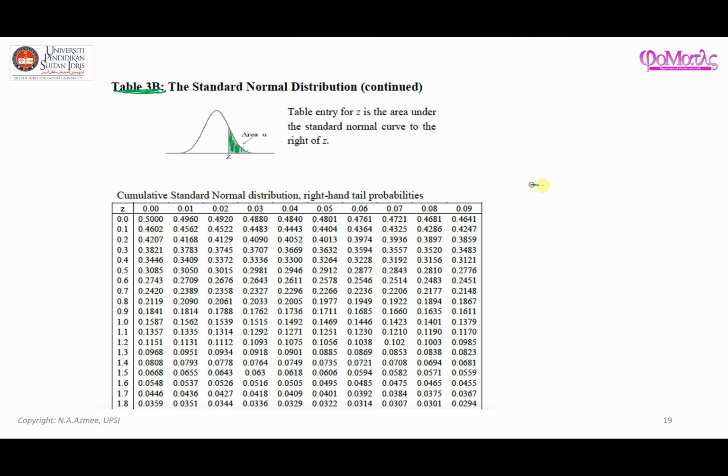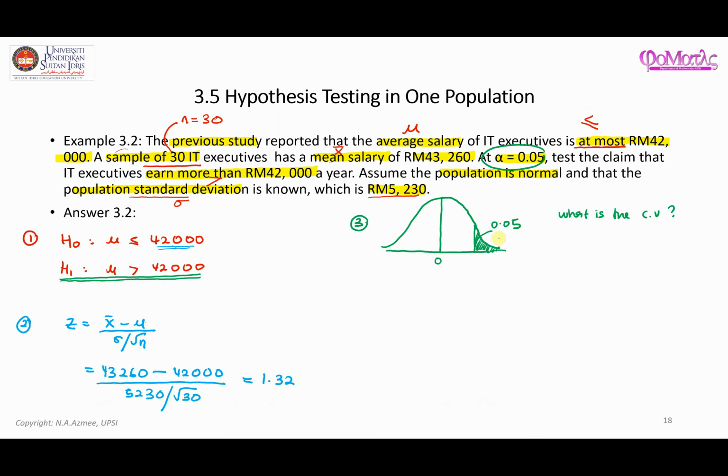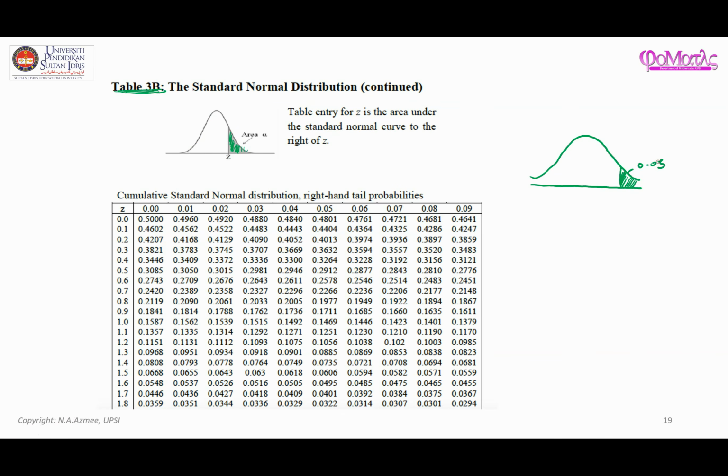So remember what we are looking to find. We are looking to find what is the critical value, okay, for this area, where the area that we are looking to find here is equal to 0.05. Okay, so here is 0.05. So you want to find what is the critical value, or what is the point here on the horizontal axis. So this is the horizontal axis.